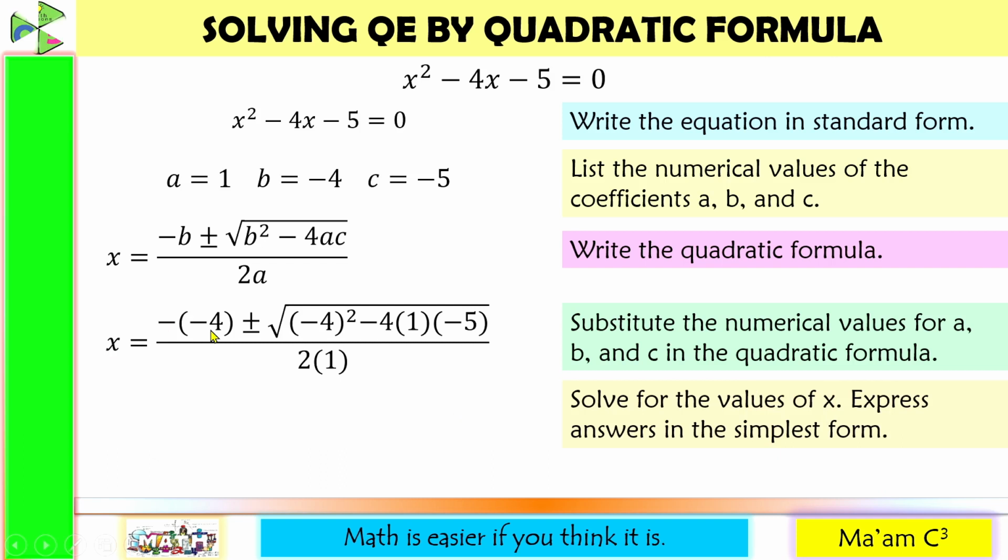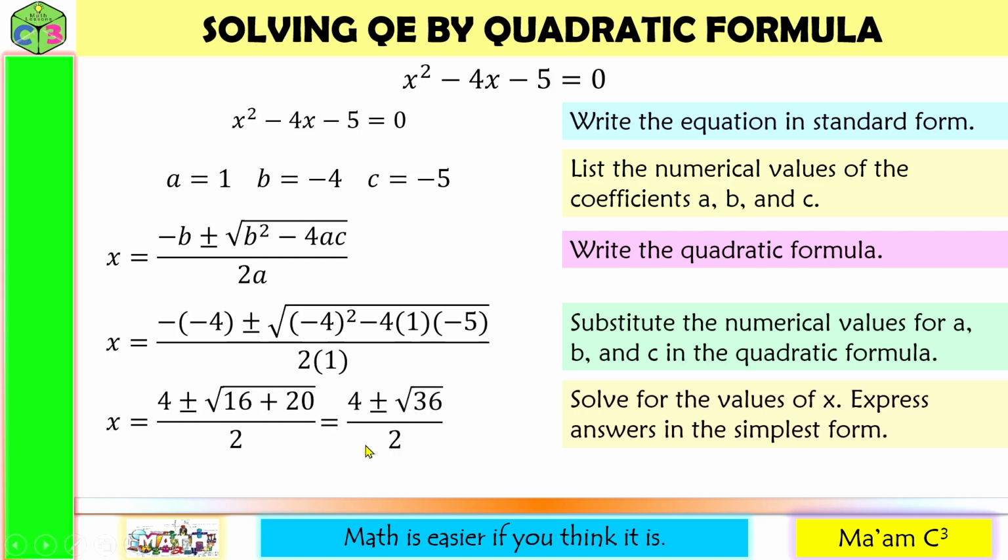Negative times negative is positive, so we have here positive 4. Negative 4 quantity squared is positive 16. Negative times negative is positive. 4 times 1 is 4, and 4 times 5 is 20. And 2 times 1 is 2. 16 plus 20 is equal to 36. And the square root of 36 is equal to 6.